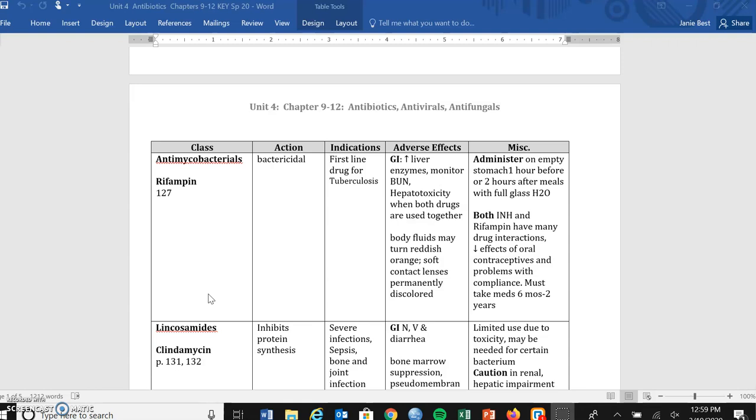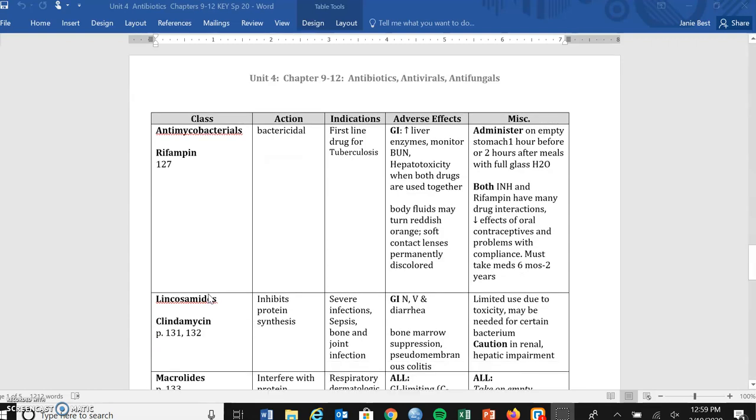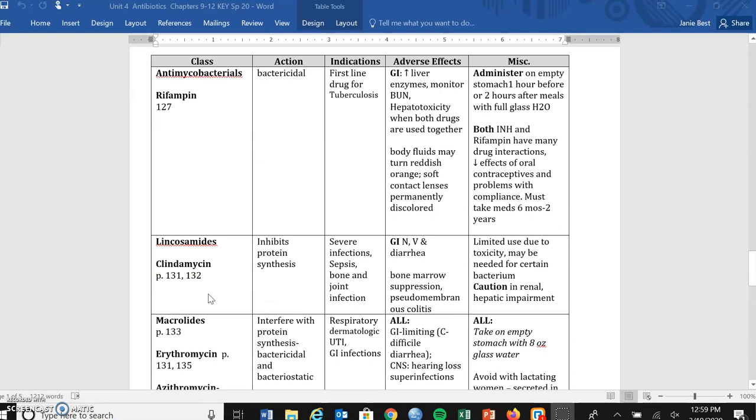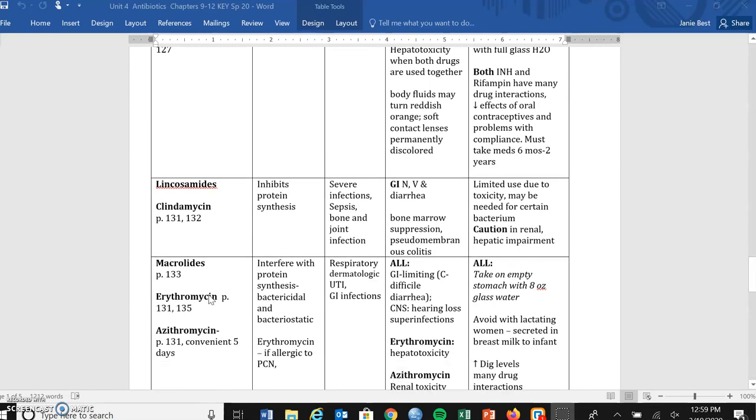It is administered on an empty stomach, and it tends to turn body fluids reddish orange, and soft contact lenses will be permanently discolored. Again, they interfere with oral contraceptives, and the other problem with these drugs is they need to be taken 6 months to 2 years to complete the course of treatment.